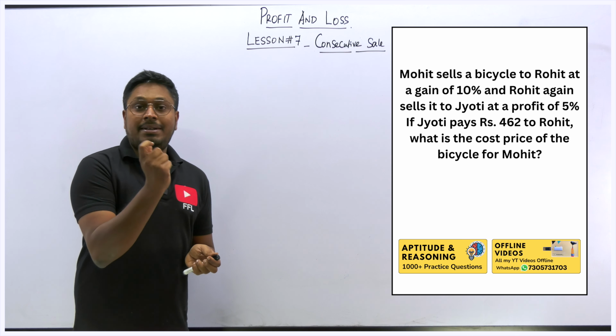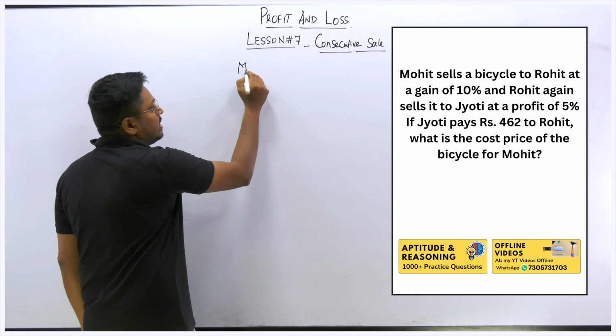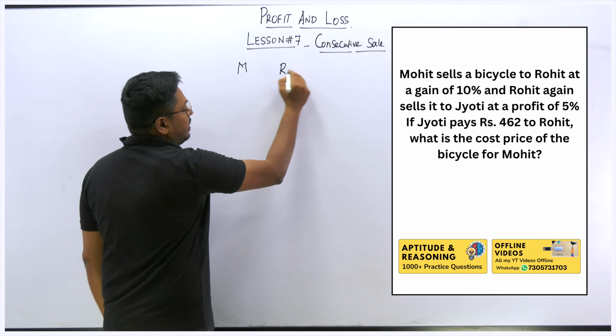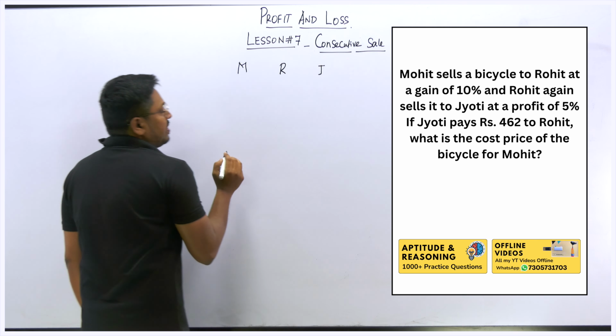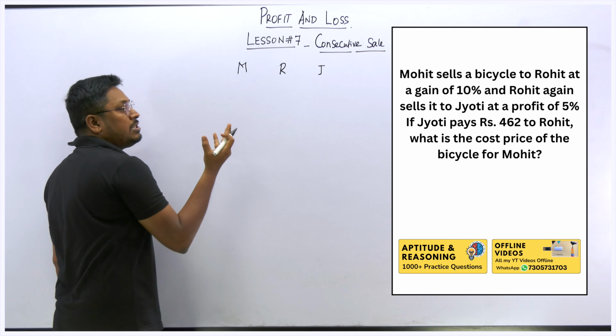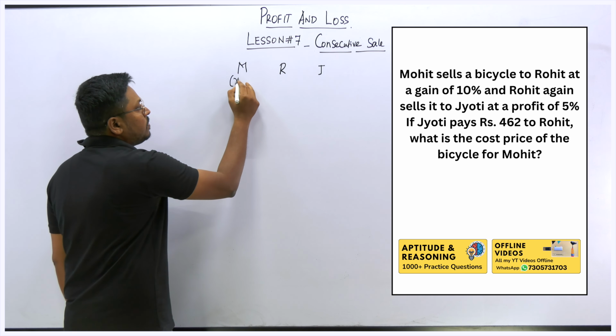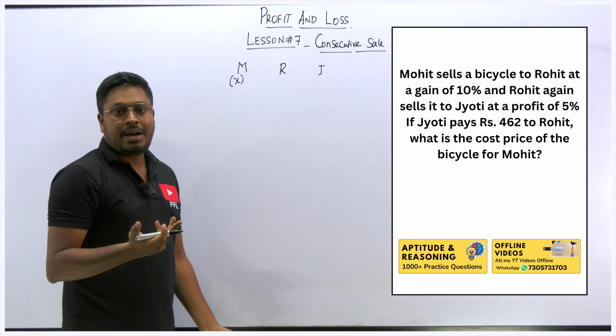So first, there are 3 persons in the question. One is Mohit, second is Rohit, and third is Jayoti, right? Our target is to find the cost price of the scooter purchased by Mohit. So the cost price of the scooter for Mohit is unknown, right? We have to find that value.